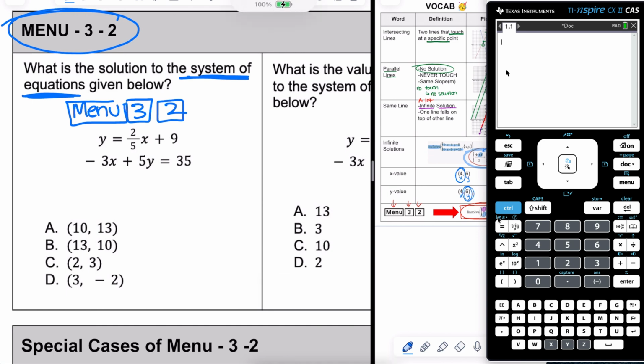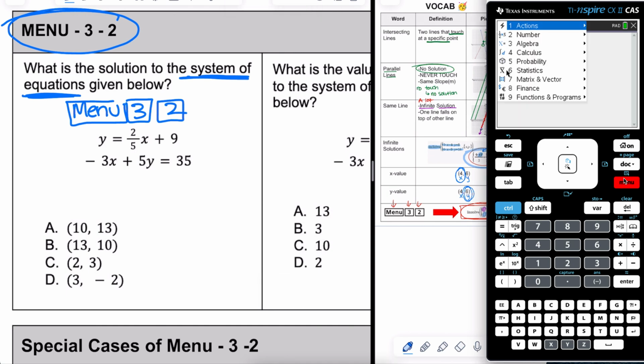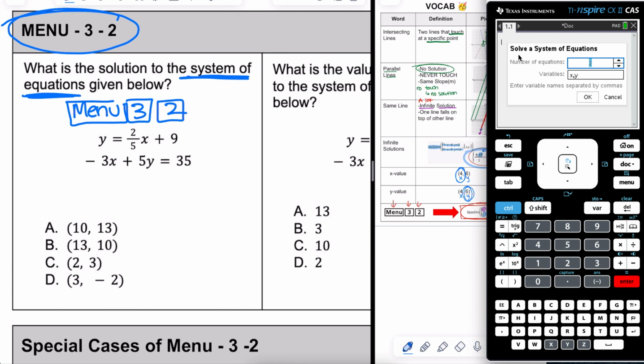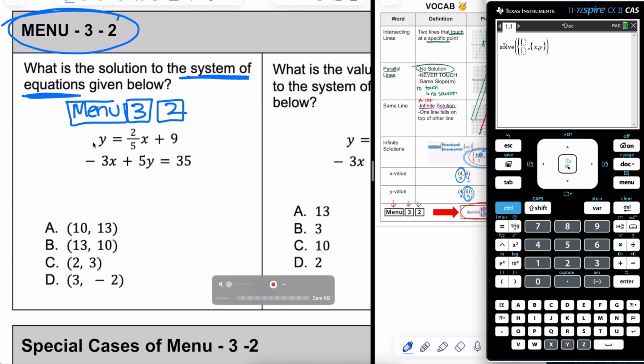So in your calculator, what you'll do is you'll go Menu-3-2, and then it'll give you something like this. You're going to press OK. Don't ever change anything on the screen. Press OK, and it'll give you this. We're going to type this first equation right here in the first little box.